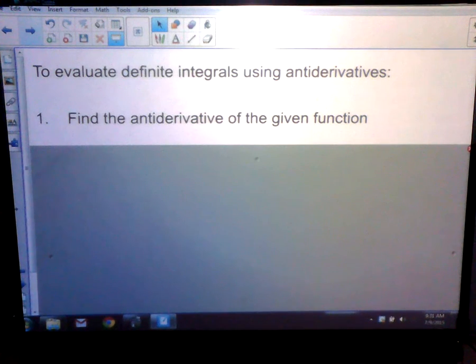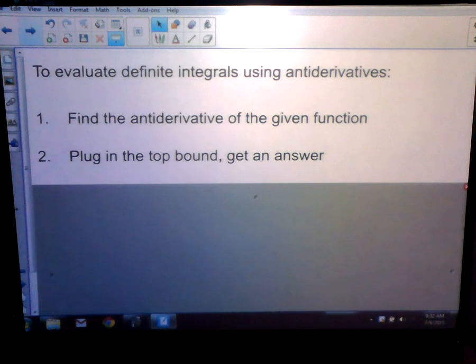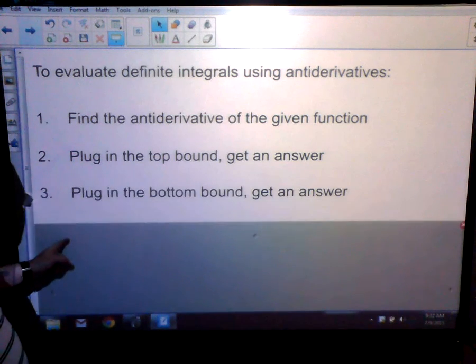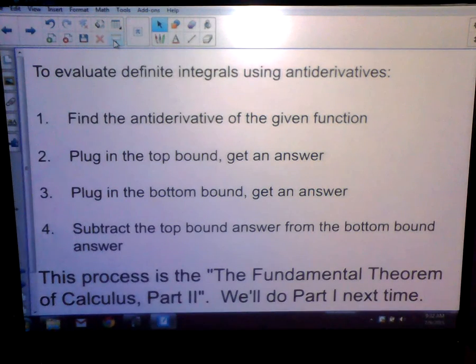Find the antiderivative. That's what we practiced in 4.8. Plug in the top bound and get an answer. Plug in the bottom bound, get an answer. Subtract the bottom bound answer from the top bound answer. This is called the fundamental theorem of calculus part 2. We'll do part 1 next time.